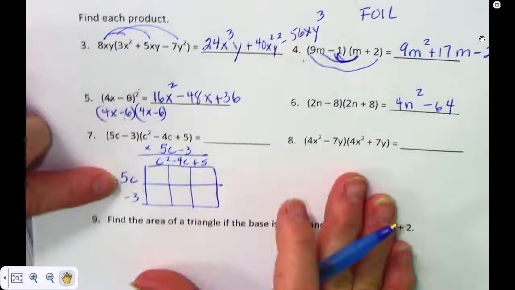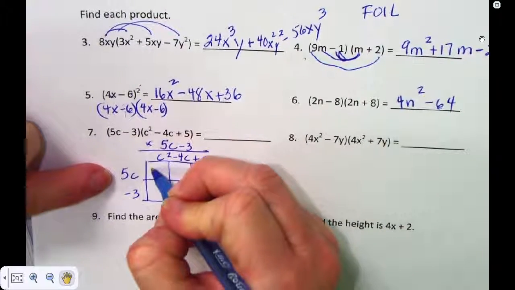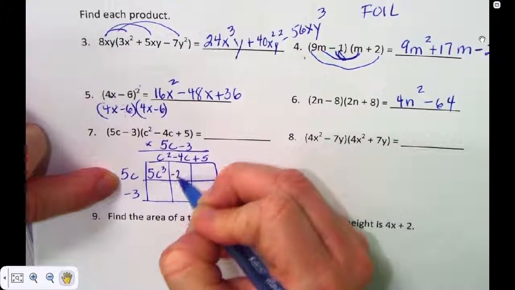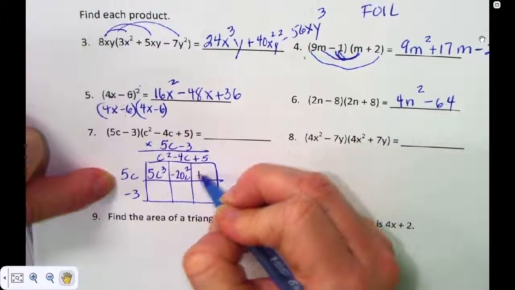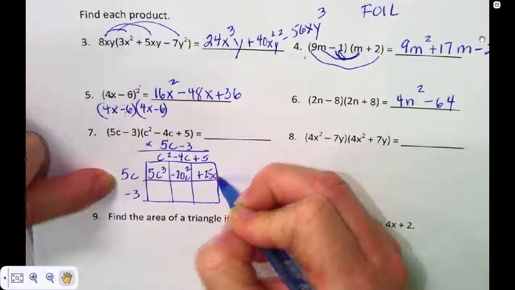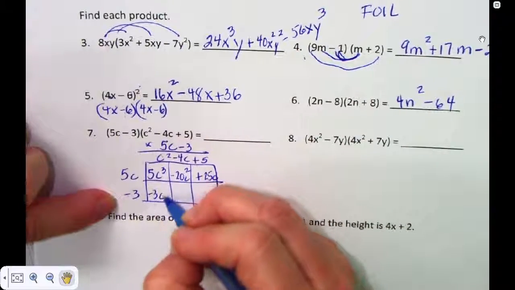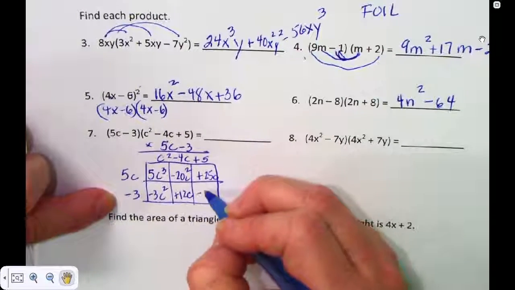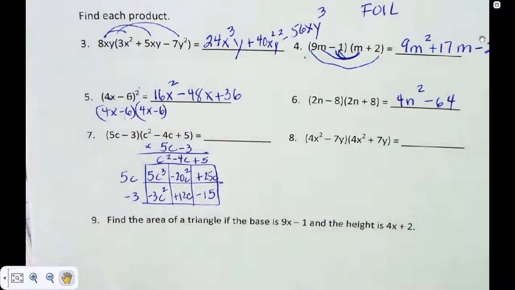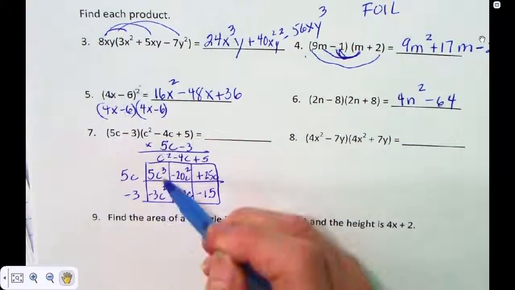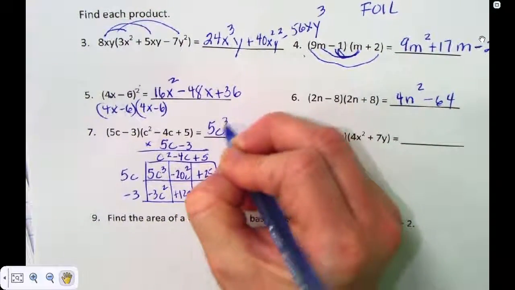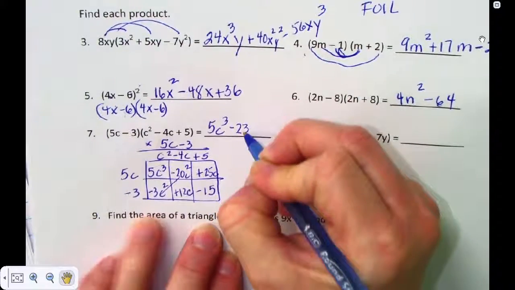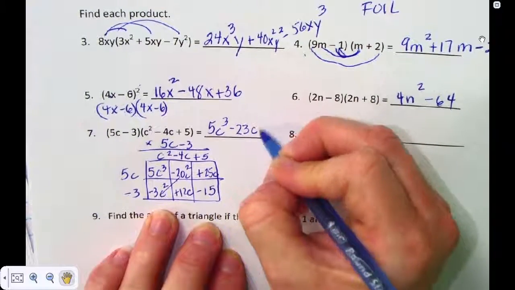Okay, so this is going to be cubed minus 20c squared plus 25c. Negative 3c squared plus 12c minus 15. And then remember it, like diagonal. So that's going to be minus 23c squared.